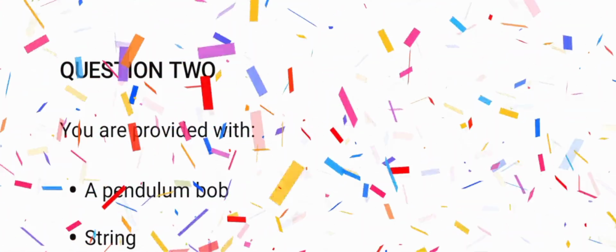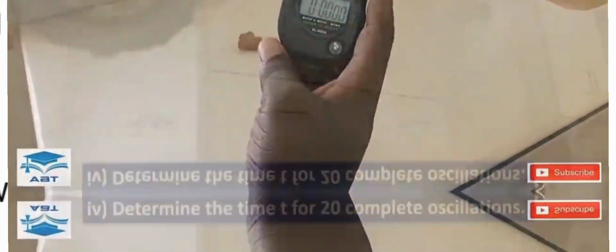Prediction 2, practical paper 2. This is a question about pendulum. You are provided with a pendulum, string, stand, and stopwatch. Set up a simple pendulum using the apparatus provided.